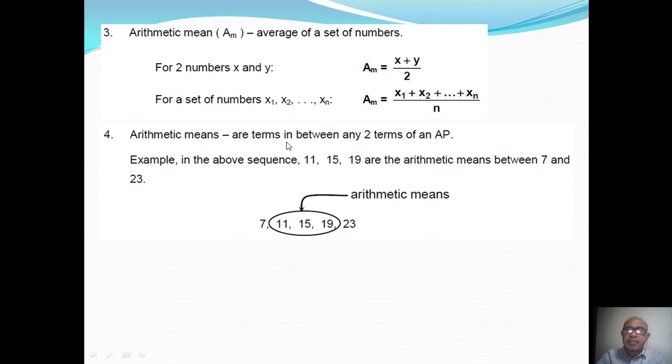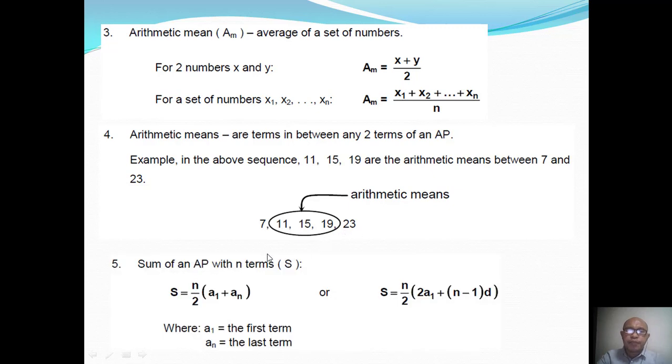Arithmetic means are the terms in between any two terms of an AP. So, for example, in this number series, if we have 7, 11, 15, 19, and 23, then 11, 15, and 19 are arithmetic means between 7 and 23.